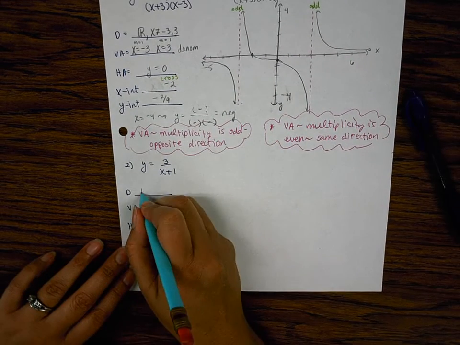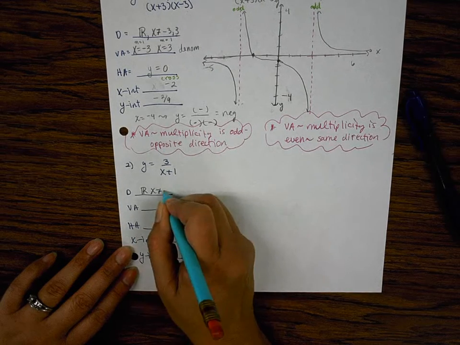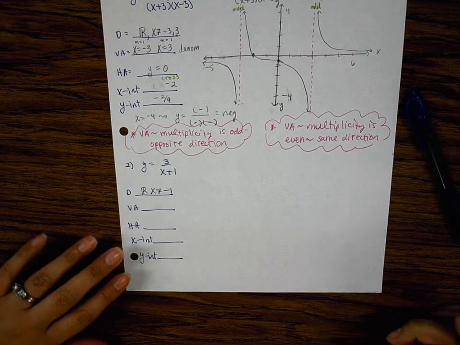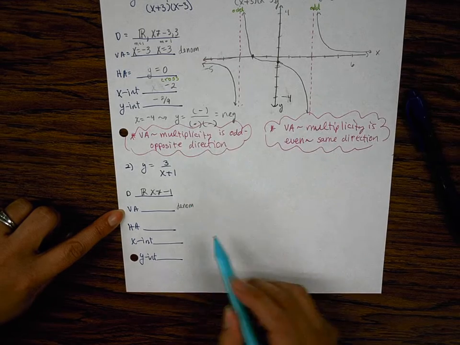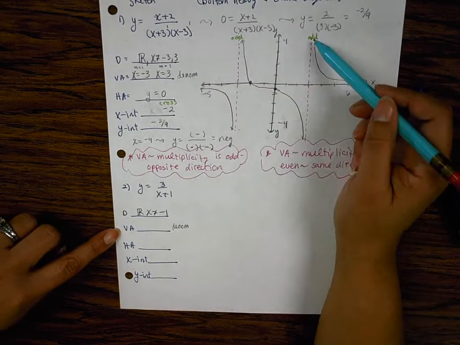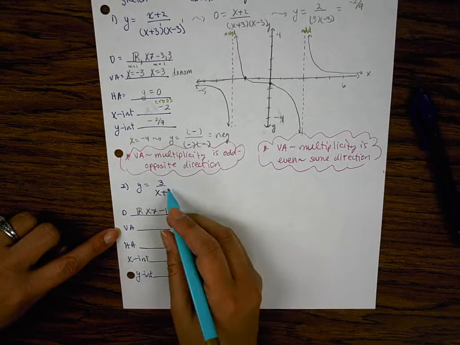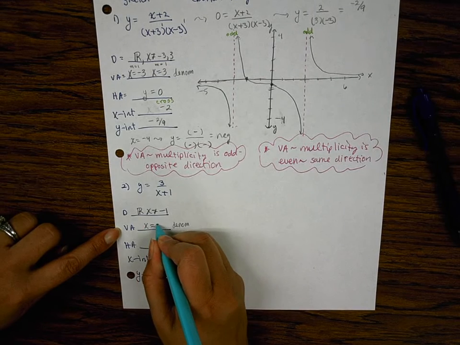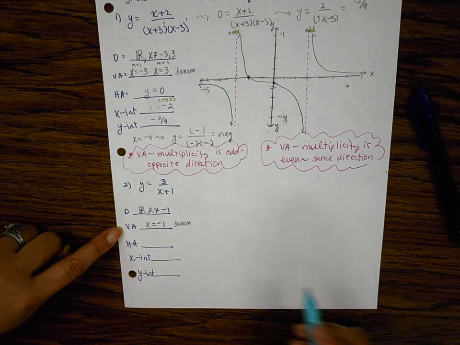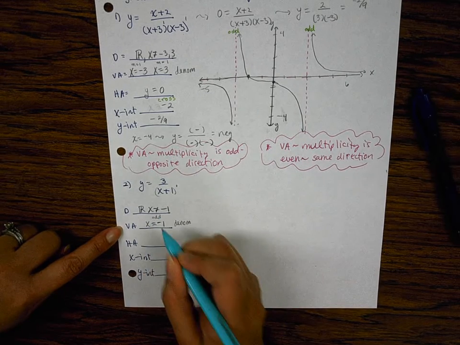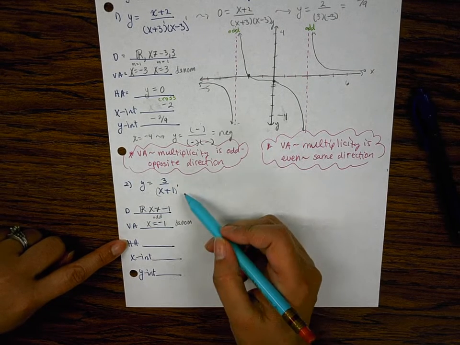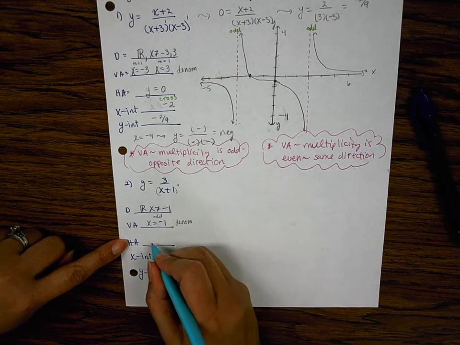Domain, all reals, such that x cannot equal -1 because that makes the fraction undefined. Vertical asymptote comes from the denominator, which also helps me figure out this odd-even stuff. The only thing in the denominator is the x plus 1, which means x equals -1. And the multiplicity here is 1, which means it's odd. Horizontal asymptote, I take the limit. It's bottom heavy, which means y equals 0.